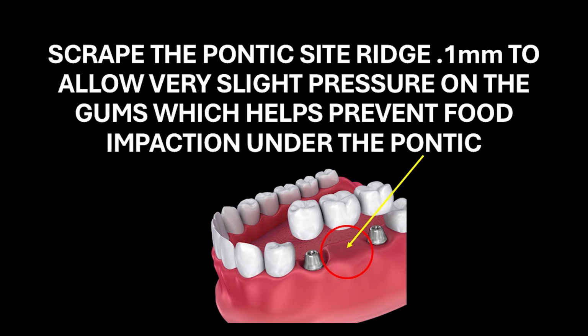Okay. This area, and we need to scrape about 1/10 of a millimeter before we design a case. Simply, it puts a very slight pressure on the gums, which helps prevent food impaction under the Pontic. Not only that, saliva can slip through there. It can affect somebody's speech, the way they talk, if air goes through there. Not all the time, but sometimes. So we need to scrape the ridge where the Pontic's going to sit, about 1/10 of a millimeter on every Pontic.